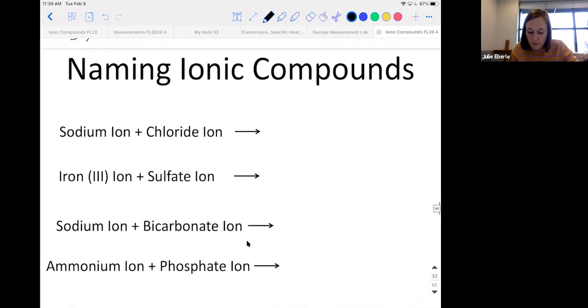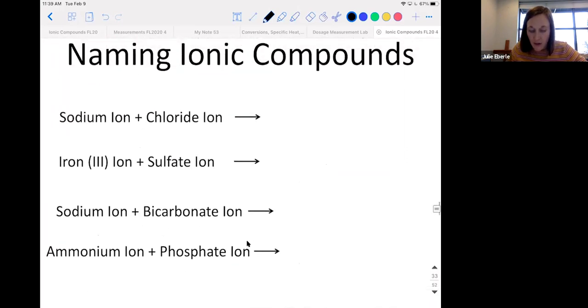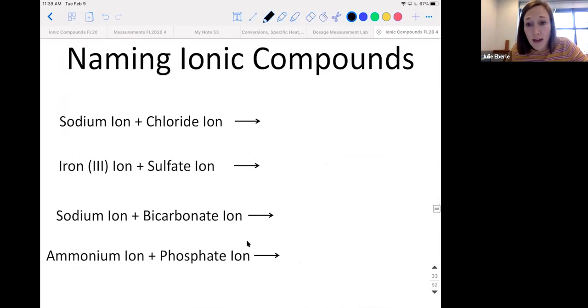Okay, I've got four examples here. I want you to, above each of the word ion, so like above sodium ion and chloride ion, write the symbol for that ion. So let's do the first one together, sodium ion and chloride ion.